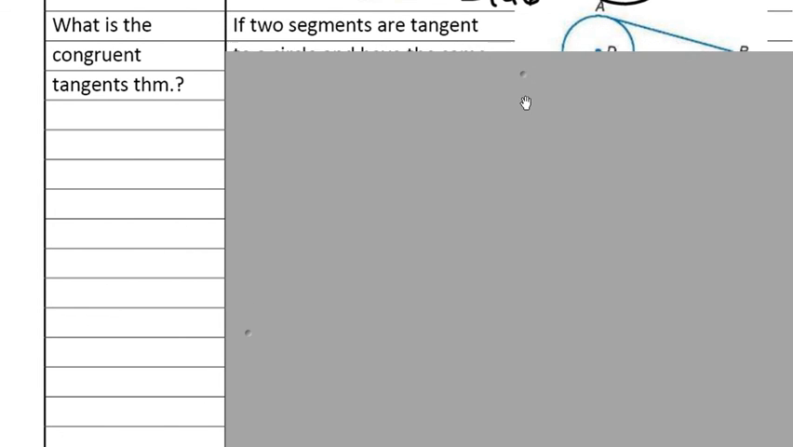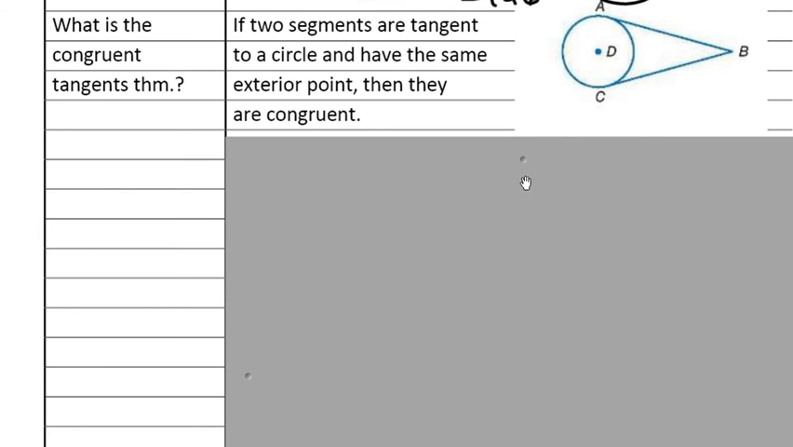Okay, and the last theorem that we're going to talk about is the congruent tangents theorem. And that is just that if you have two tangents that are touching on the outside of a circle, then they are congruent tangents.